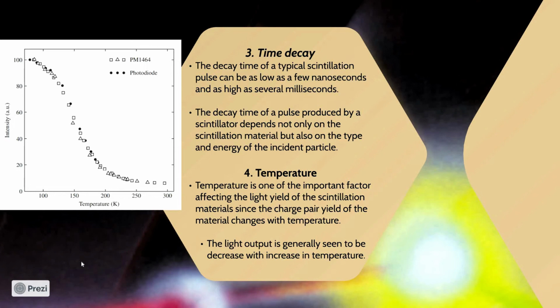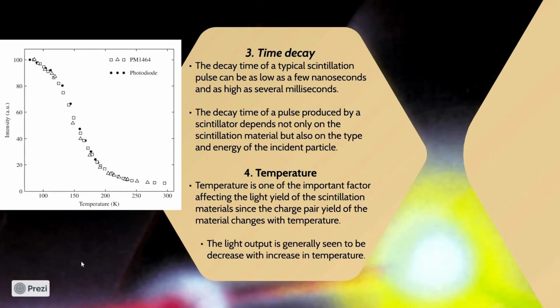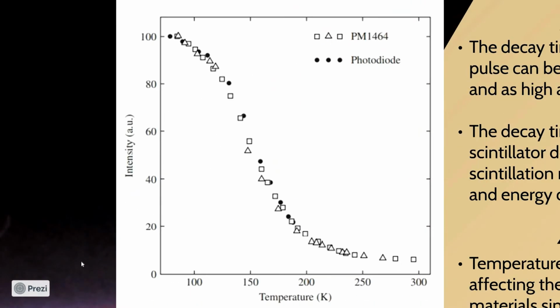The fourth property is the temperature. The temperature is one of the important factors affecting the light yield, as I mentioned before. This is because the charge pair yield of the material changes with temperature. As shown in the figure, the light output decreases with increase in temperature. The decrease in light output due to temperature increase, we call thermal quenching.